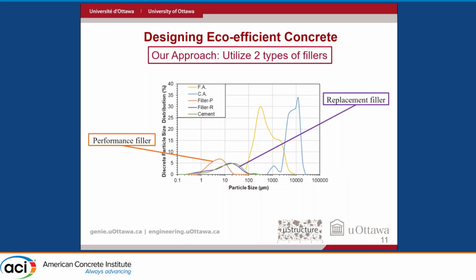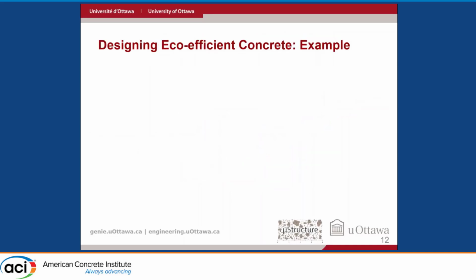So our approach is to try to use two types of fillers: a filler that represents, as close as possible, the particle size distribution of the cement, so that you can change by percentage, and another one that is much finer, and then you can try to improve performance.